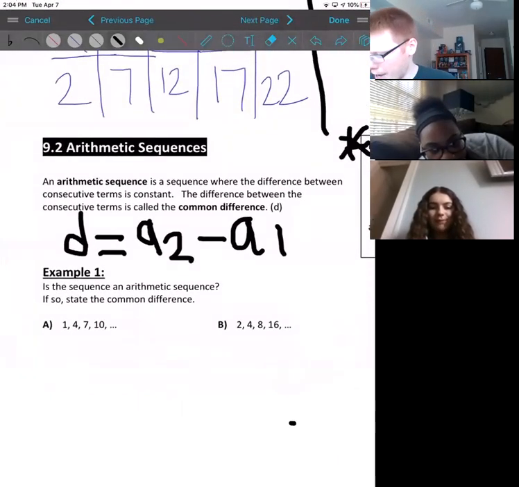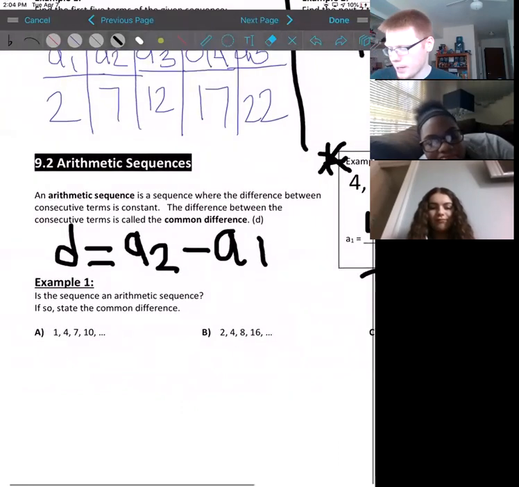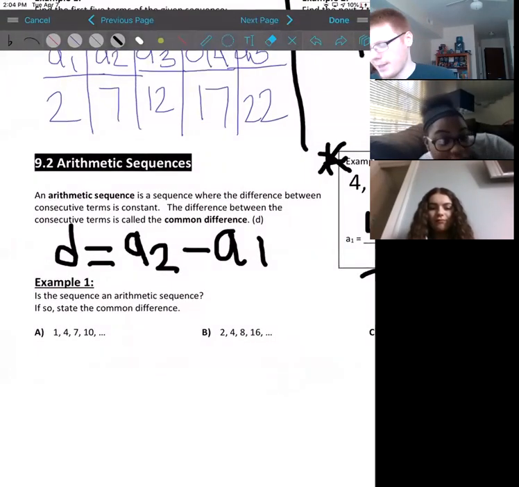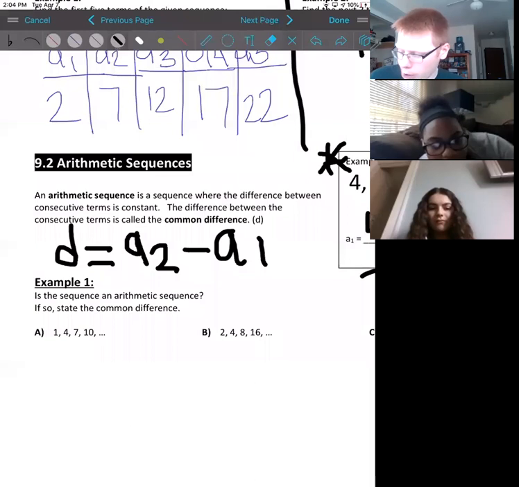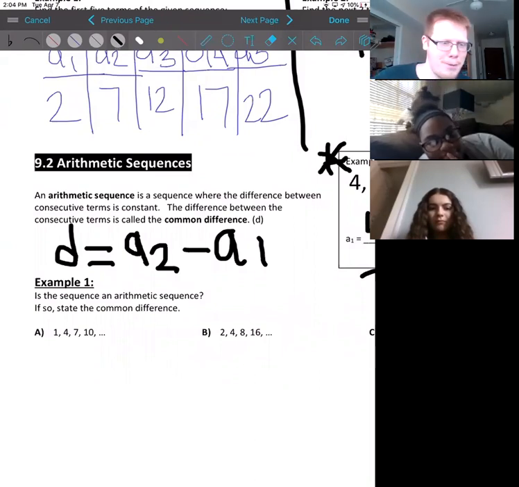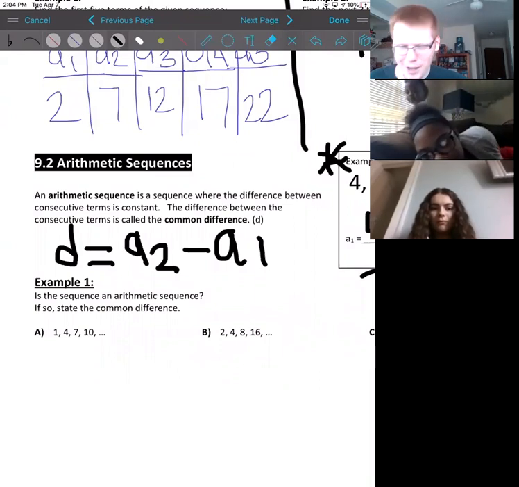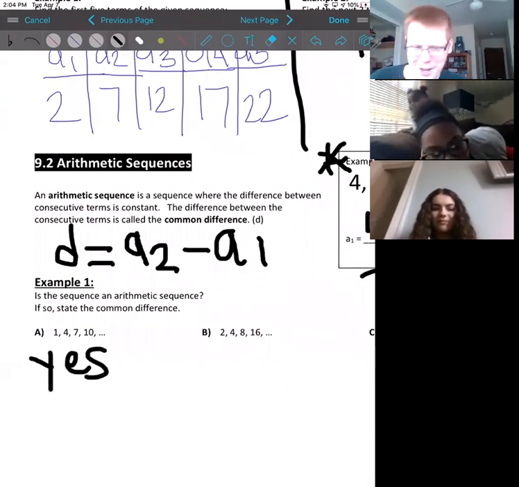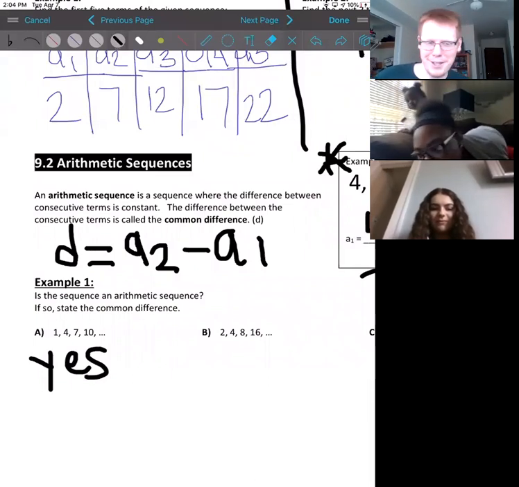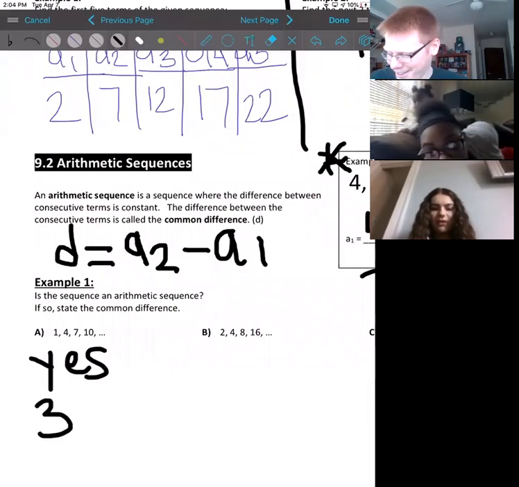These examples on the bottom, they just want us to tell if it's an arithmetic sequence, and if so, find that common difference. Looking at example A, it goes from 1 to 4 to 7 to 10. Most of you are muted, so you probably don't want to answer questions, so I won't ask you. But it is, and our common difference would be 3.